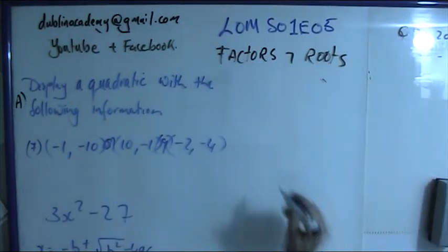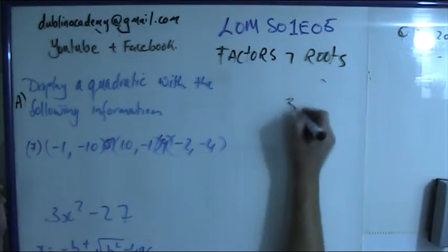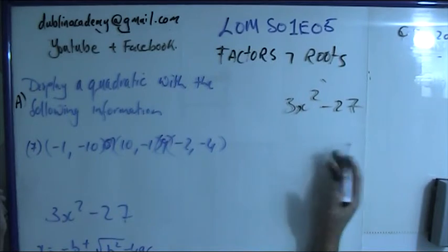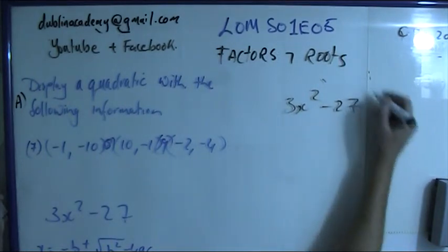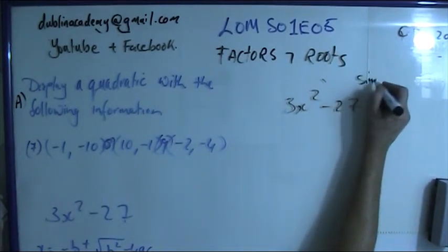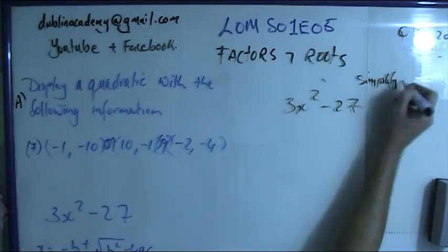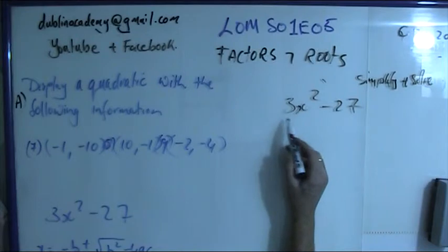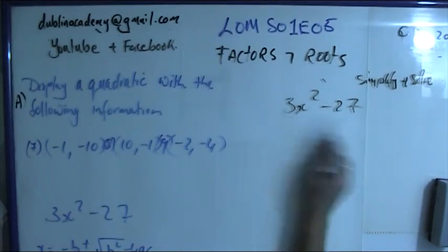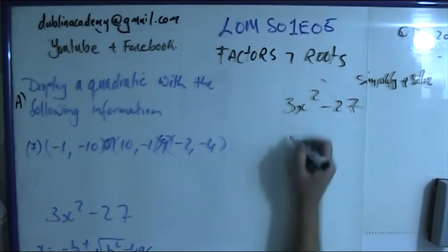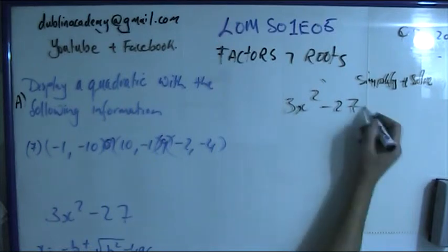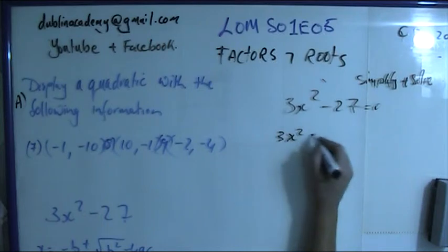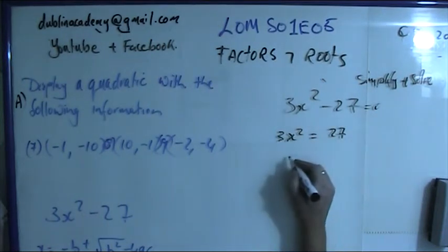Now, let's go on and do another type of roots. Let's say we have 3x squared minus 27, and it says simplify, or it could be simplify and solve, which we can do in this case. First of all, I'm going to divide across by 3 because I want to reduce it. Or I can bring everything over and make it all equal to 0. It doesn't really matter. So I've got 3x squared is equal to 27.